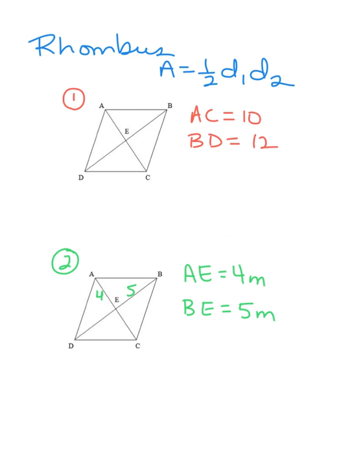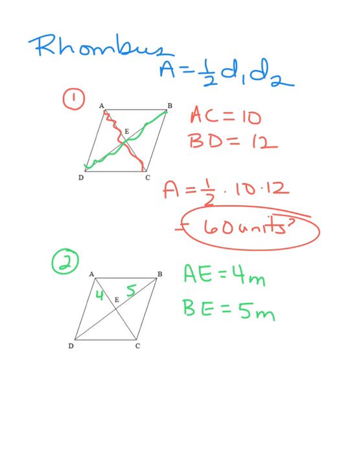Our last formula for today is an area of a rhombus. So the area of the rhombus is equal to 1/2 times diagonal 1 times diagonal 2. So in number 1, I'm given that AC, which is one diagonal here, is 10, and my other diagonal, BD, has a value of 12. So I know I can go right to my formula. I have A is equal to 1/2 times 10 times 12. So my area here is equal to 60 units squared.